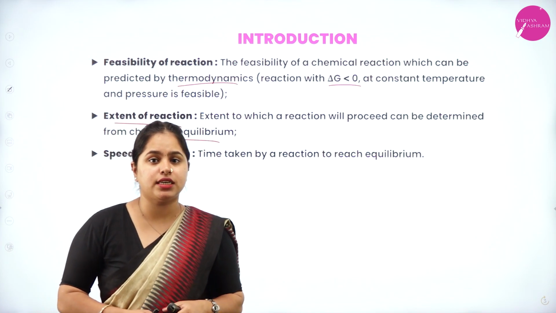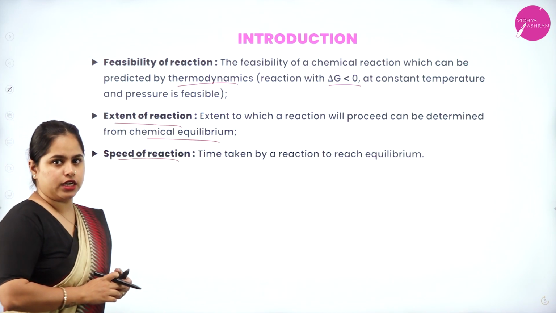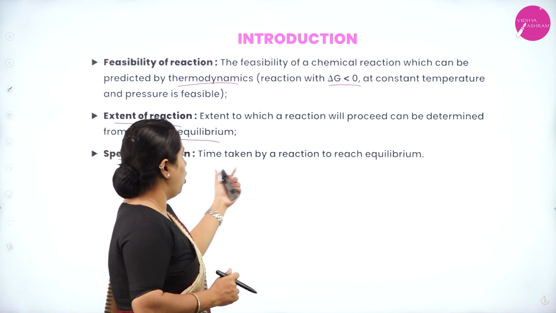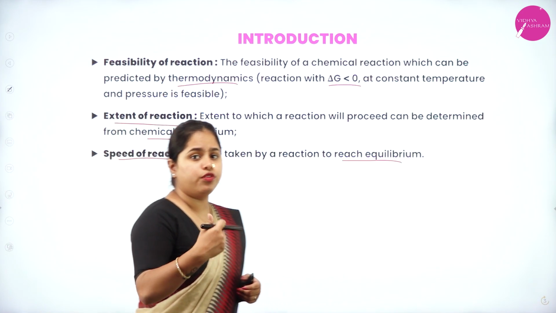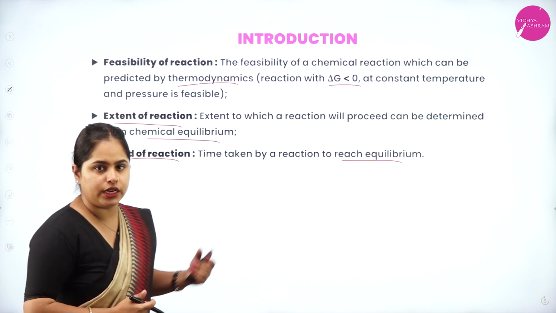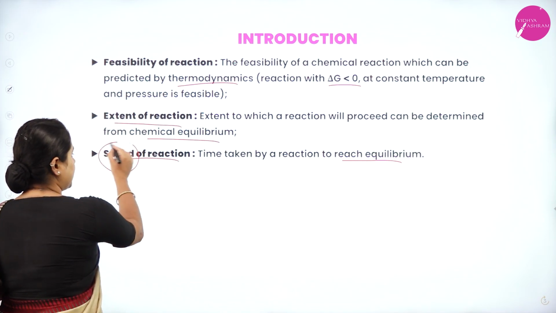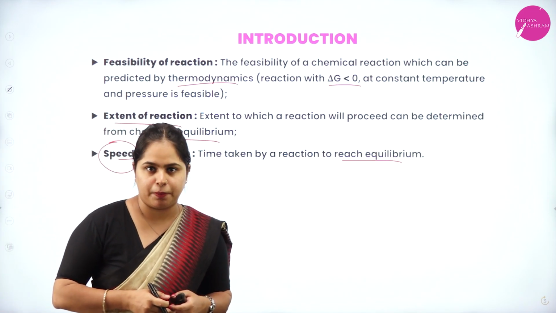Now the next factor regarding a chemical reaction is the speed of this reaction. That is the time taken by the reaction to reach equilibrium. So how fast or how slow the reaction will take place, that also we need to know. So the speed of the reaction, regarding this we are going to study in the chemical kinetics chapter, right?